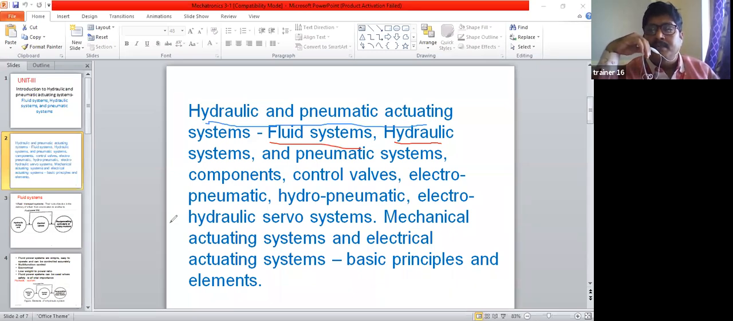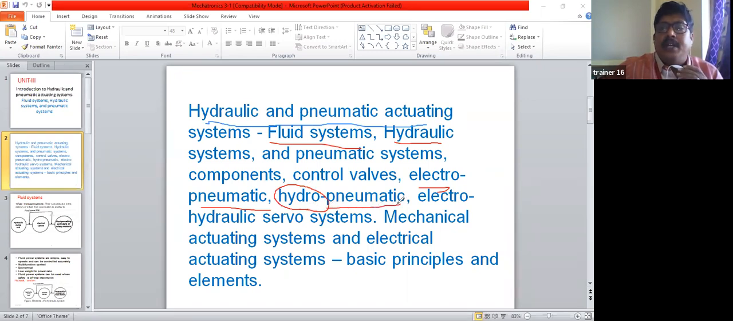Electro-hydraulic servo system means it works on electrical and electronics, operating with the help of motors and some electrical components. Electro-pneumatic means some motor arrangements, and pneumatic means it works with the medium of compressed or pressurized air. Hydro-pneumatic means liquid as well as air. And electro-hydraulic servo system: servo is some mechanism which we will discuss later, electro is electronics, and the medium is liquid.